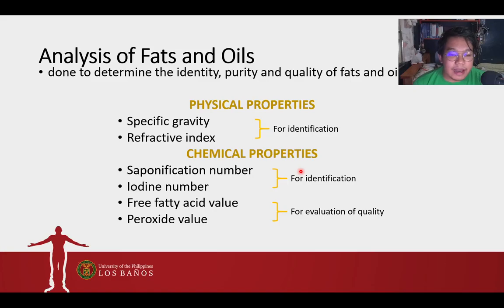For chemical properties, you need to do laboratory work, chemical work. So, this is wet lab. For identification, you can do the saponification number. That is one of your exercises here. And the iodine number. If you do these two, they are for identification purposes. Then, if you are tasked to determine the quality of the oil, the quality already includes purity. So, you can check for the free fatty acid value or FFA, as well as the PV or the peroxide value.